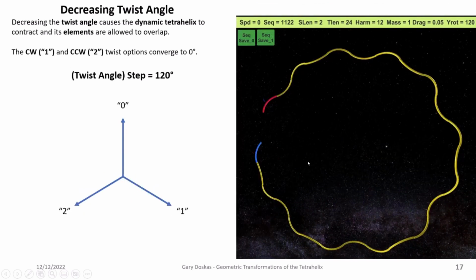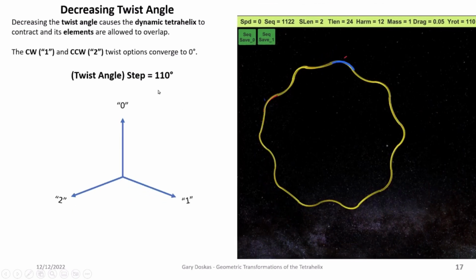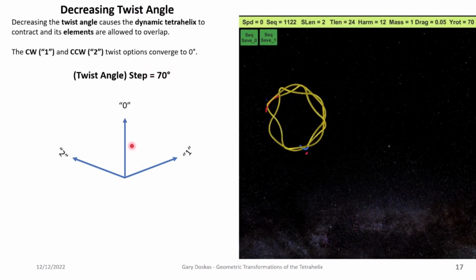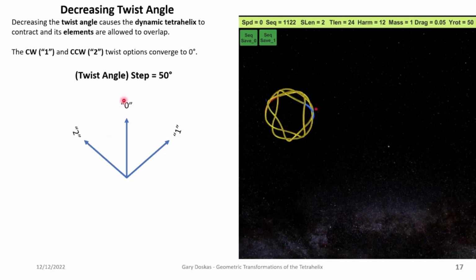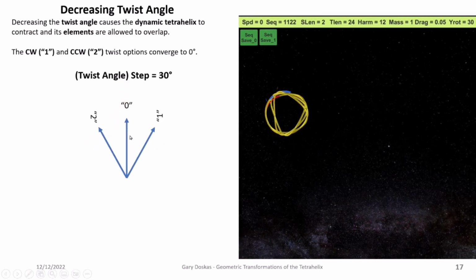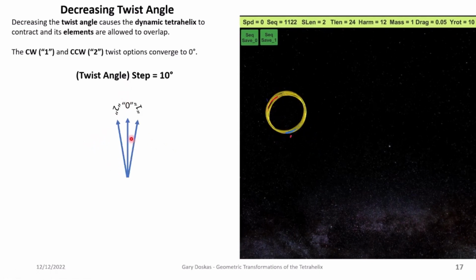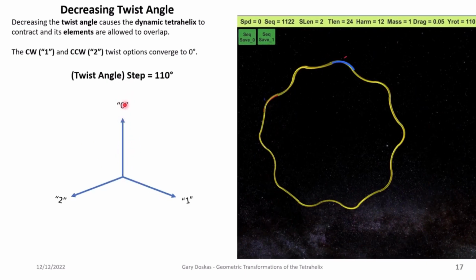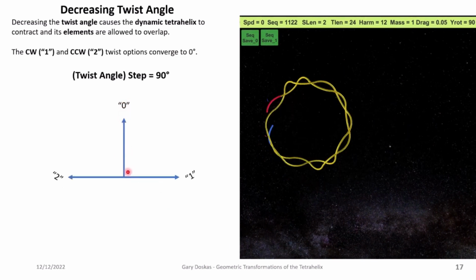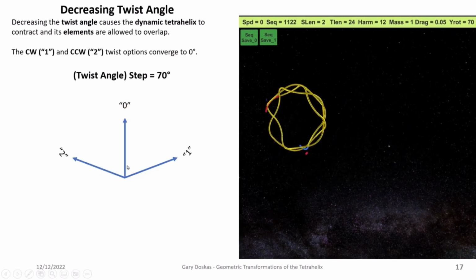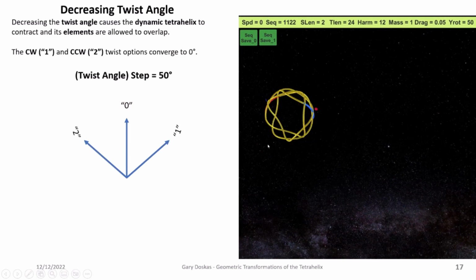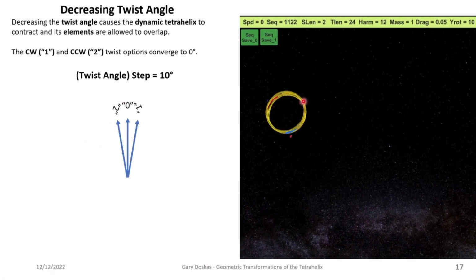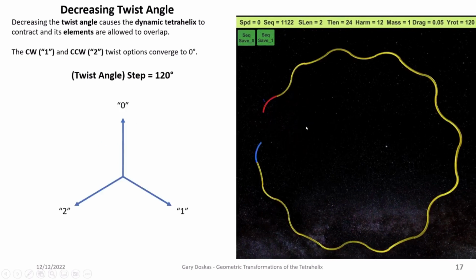This next animation is just a decreasing angle illustration. I'm using arcs in this case to give more clarity of the overlap as it creates these smaller structures. And in this case, the counterclockwise and clockwise twist options converge towards a 0 degree angle. And in fact, at 0 degrees itself, you notice this whole structure converges down to a tightly packed ring, which will happen to any loop tetrahelix at 0 degrees.